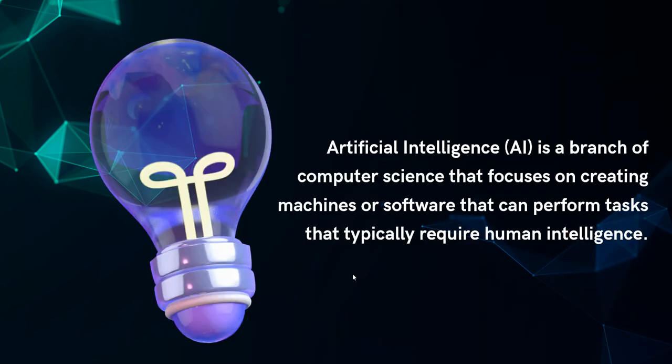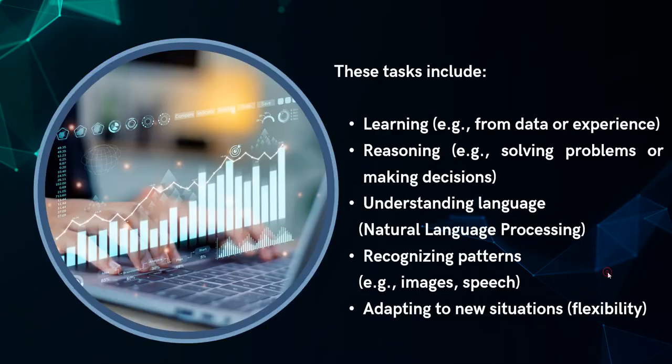Introduction. Artificial intelligence is a branch of computer science that focuses on creating machines or software that can perform tasks that typically require human intelligence. These tasks include learning, for example, from data or experience, reasoning, for example, solving problems or making decisions, understanding language, that is, natural language processing, recognizing patterns, for example, images, speech, and adapting to new situations.